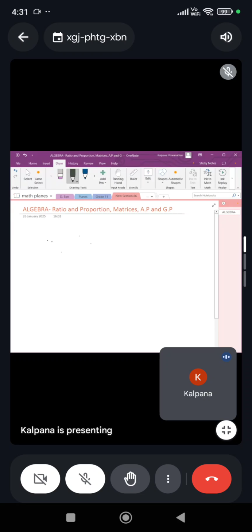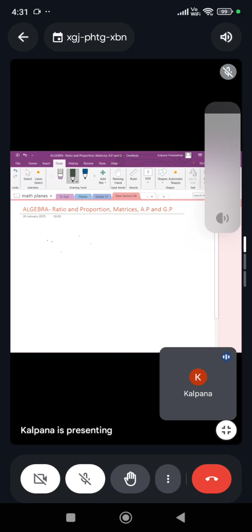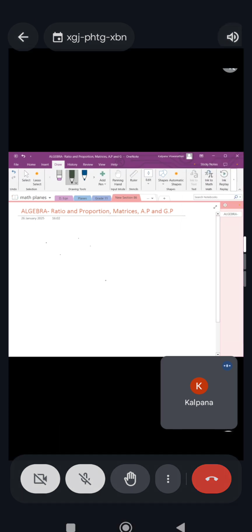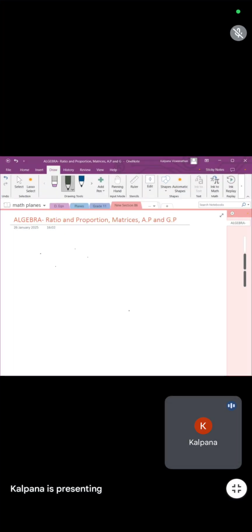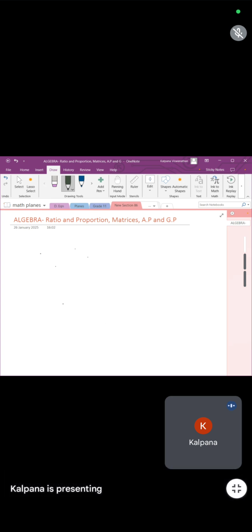Algebra today: ratio and proportions, matrices, arithmetic progression and geometric progression. So in ratio and proportions, we have some important terms. We don't have any formula under ratio and proportions.